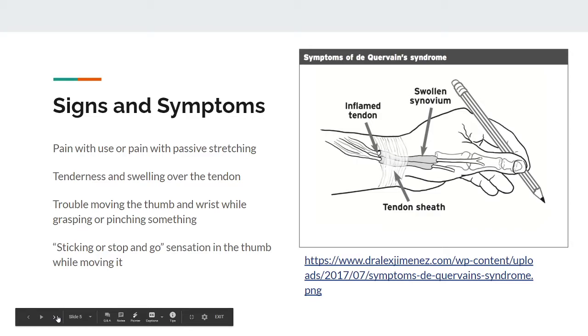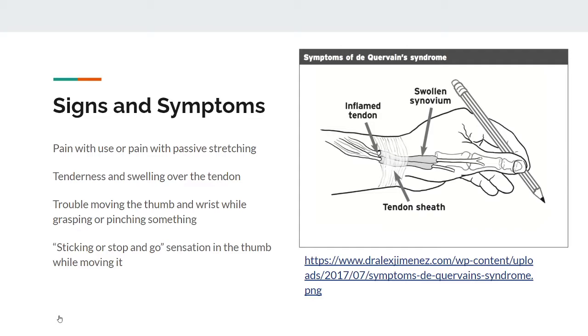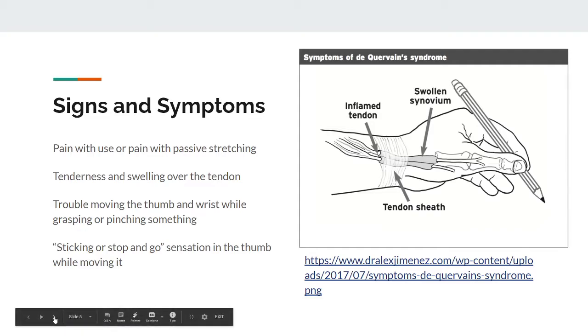Signs and symptoms could be pain with use or pain with passive stretching, swelling over the tendon, a sticking or stop-and-go sensation in the thumb while moving it, and trouble moving the thumb and wrist while grasping or pinching, like in the picture.